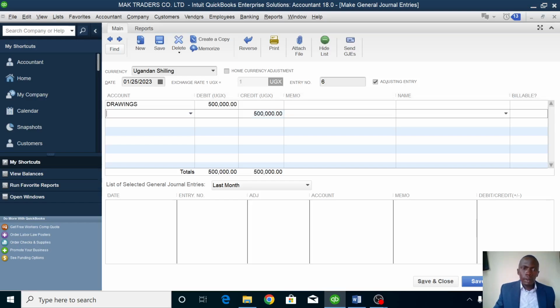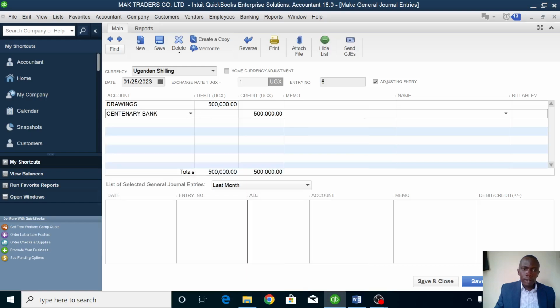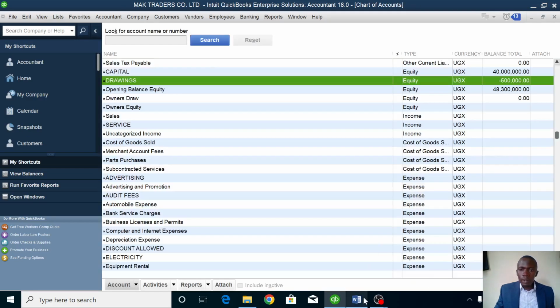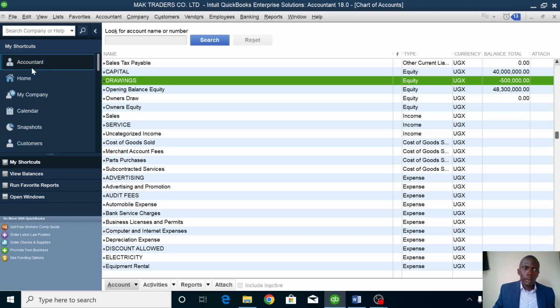So we are going to credit. It was withdrawn from the bank, so we credit Centenary. And that is okay. So we say save and close. Our next transaction: bought a computer for office use at 2 million. Go back to our QuickBooks. We go home.